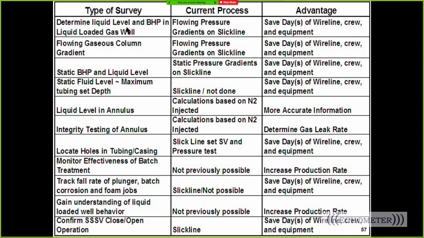So this is a list of things you can use fluid level shots for on gas wells. You can determine liquid level and bottomhole pressures in liquid loaded wells. You can determine the gradient by depressing the fluid level. You can determine static bottom pressure by shooting the fluid level. A very accurate test on static fluid level because the well is stabilized and the tubing and casing are typically filled with gas, and it's very easy to shoot a level and determine accurate pressures in gas.